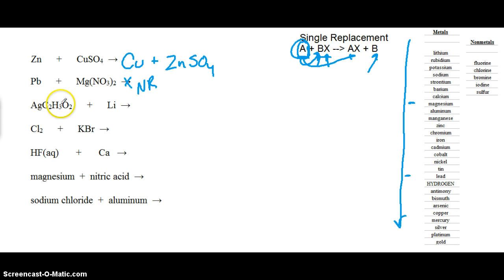Here's another example. Here's silver acetate and lithium. And again, if we notice lithium, wow, that's way up here. That is a very, very active metal. That could replace pretty much anything. So I know without even finding silver, I know this is going to occur. But if I were to look for silver, notice silver is down here at the bottom.